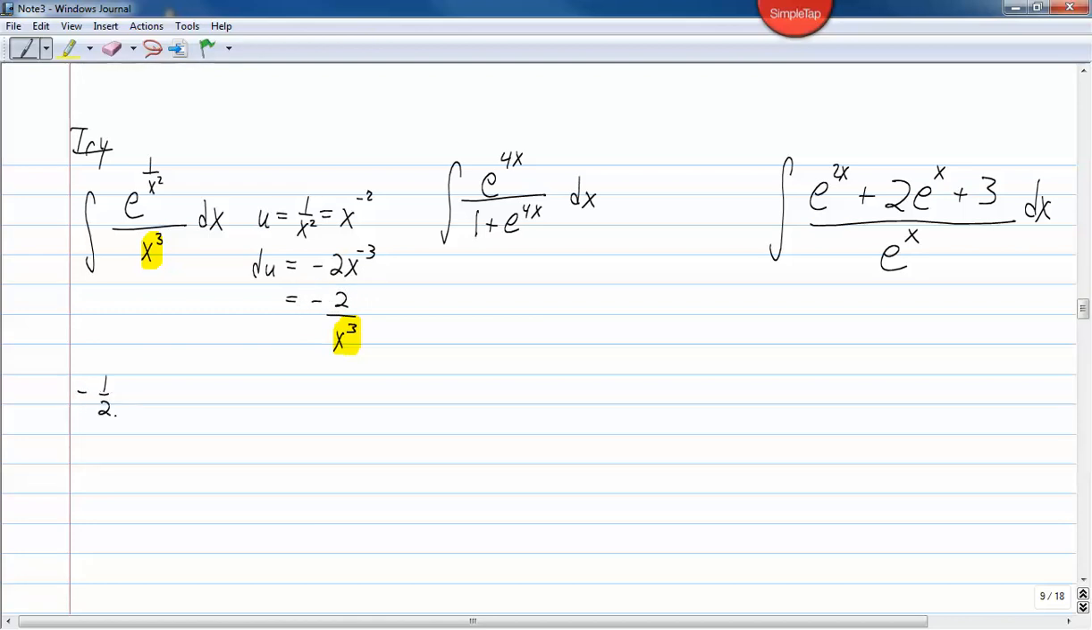So this is negative 1/2 times the integral of e to the u du. So where is the x cubed in the denominator? It's in the du. Alright. So that's equal to negative 1/2 e to the u plus c, or negative 1/2 e to the 1 over x squared plus c.